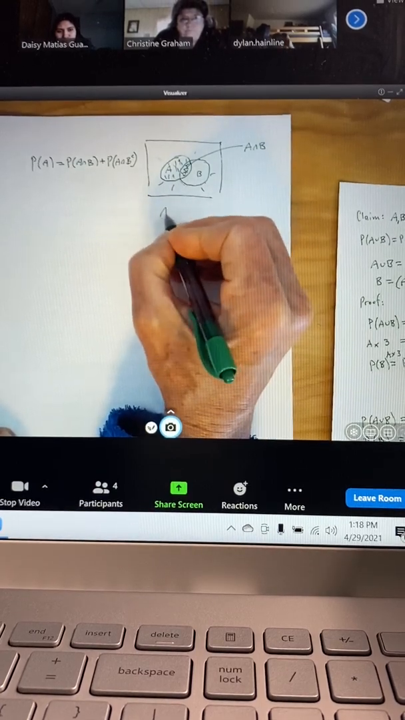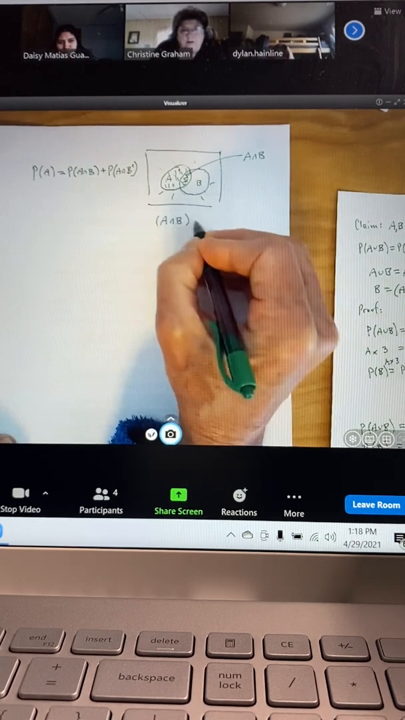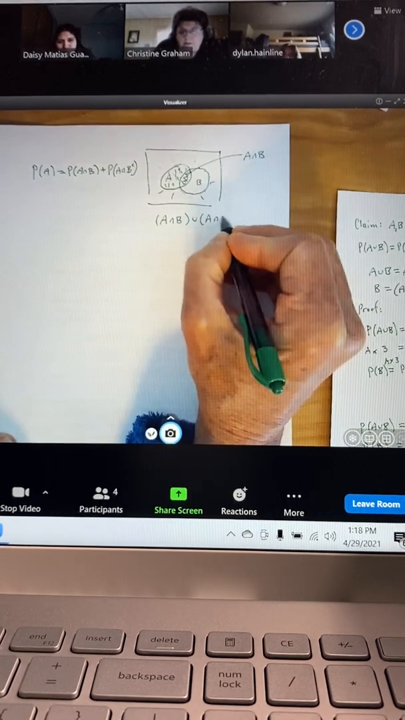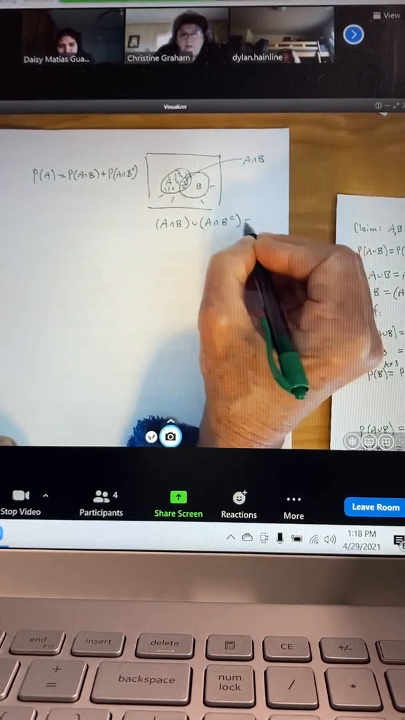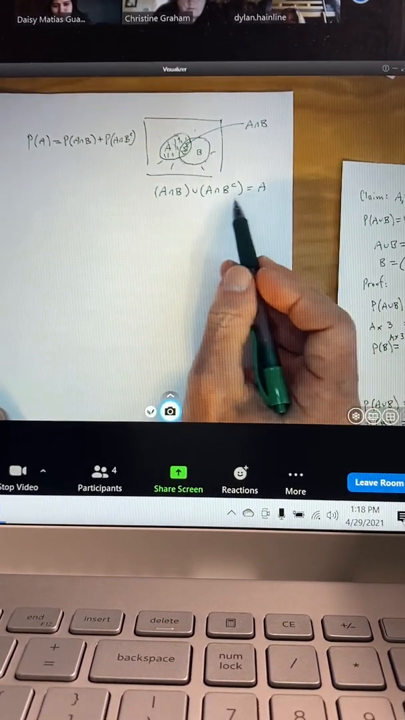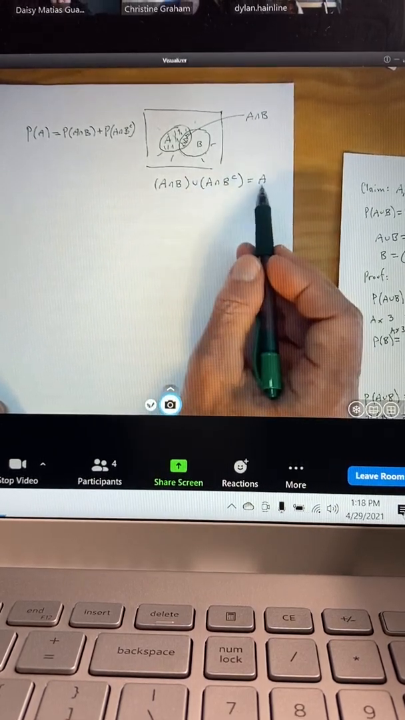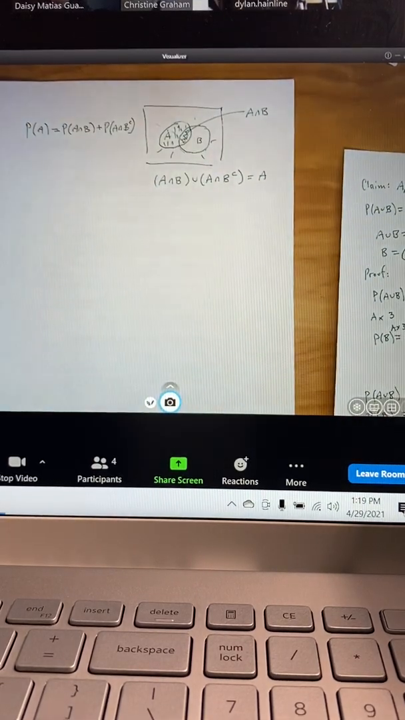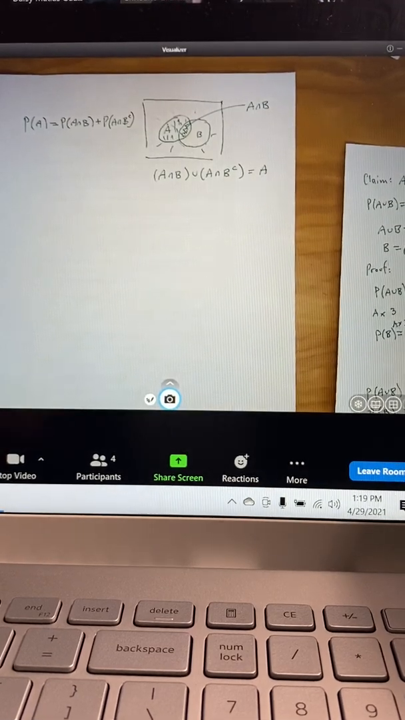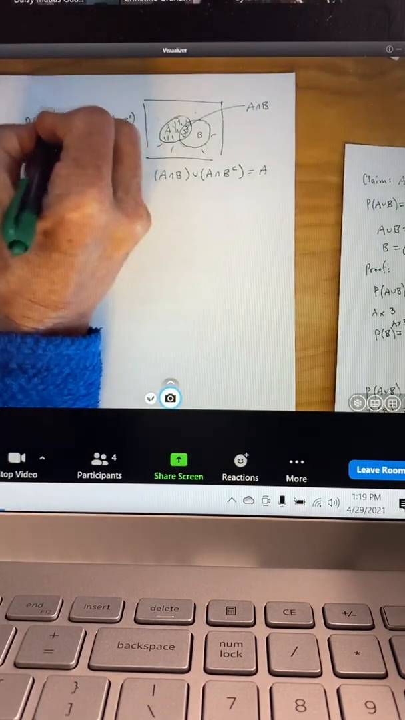What we're forming is A intersect B, and we're unioning that with A intersect B complement. And this is A. Previously, we did this to find B. We took A complement and A and intersected those with B and took the union and found B. We're just replacing B with A here. So this is true.